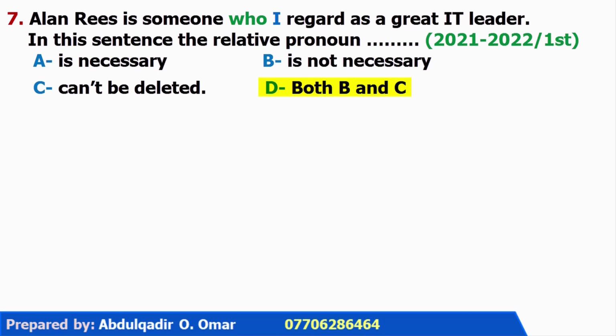Well, it depends. It depends on what follows the relative pronoun, whether it's a verb or a subject. Here we have a subject, I, after the relative pronoun. So in this case, the relative pronoun is not necessary. We can simply say Alan Rees is someone I regard as a great IT leader. So the correct answer is B, is not necessary.